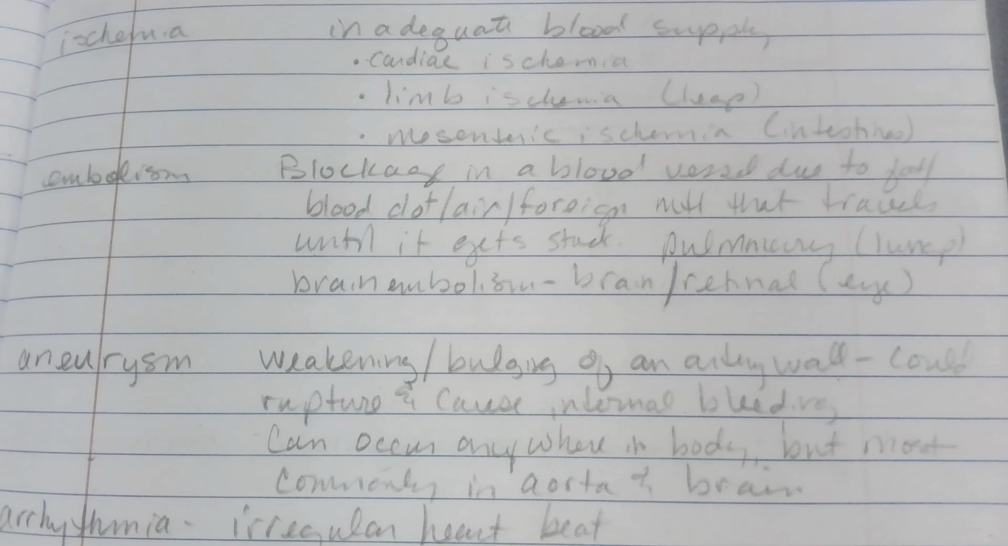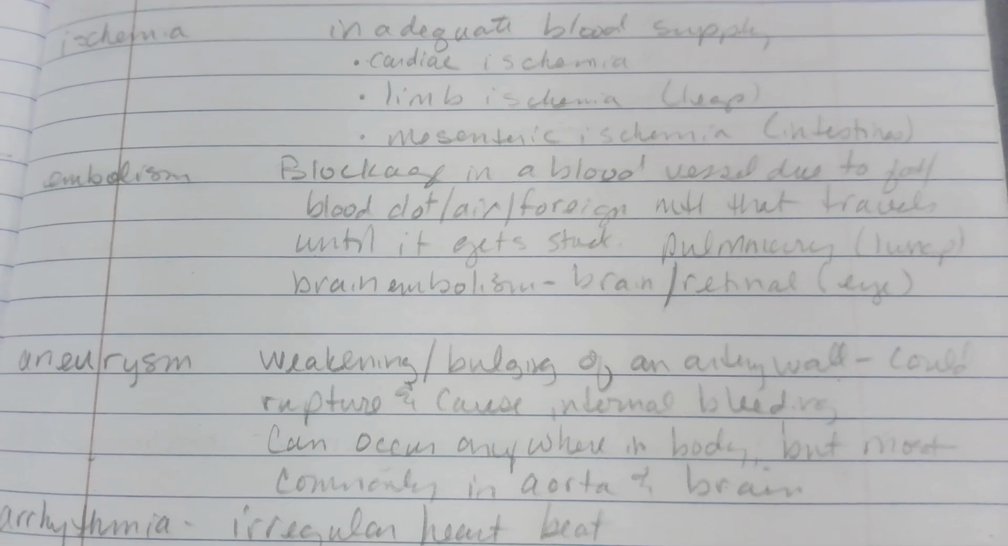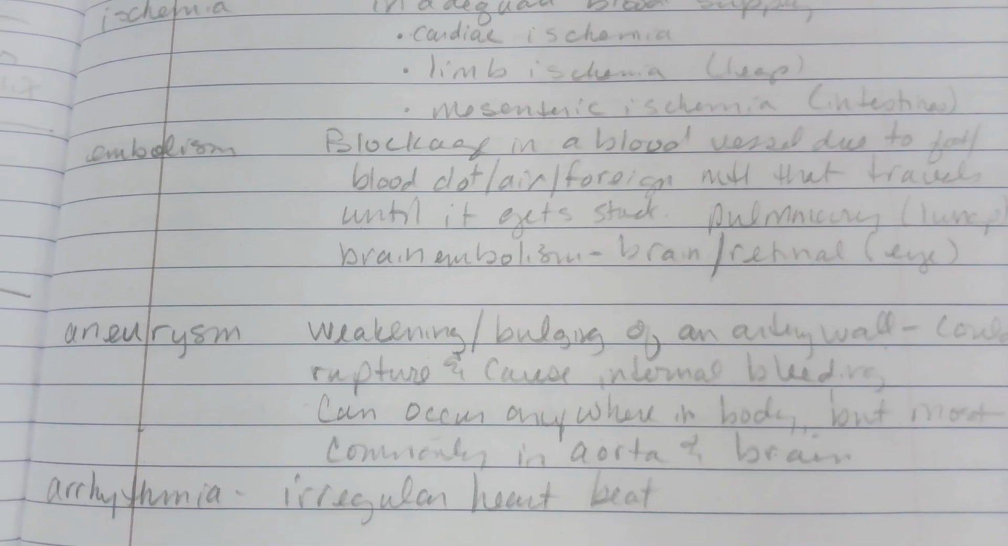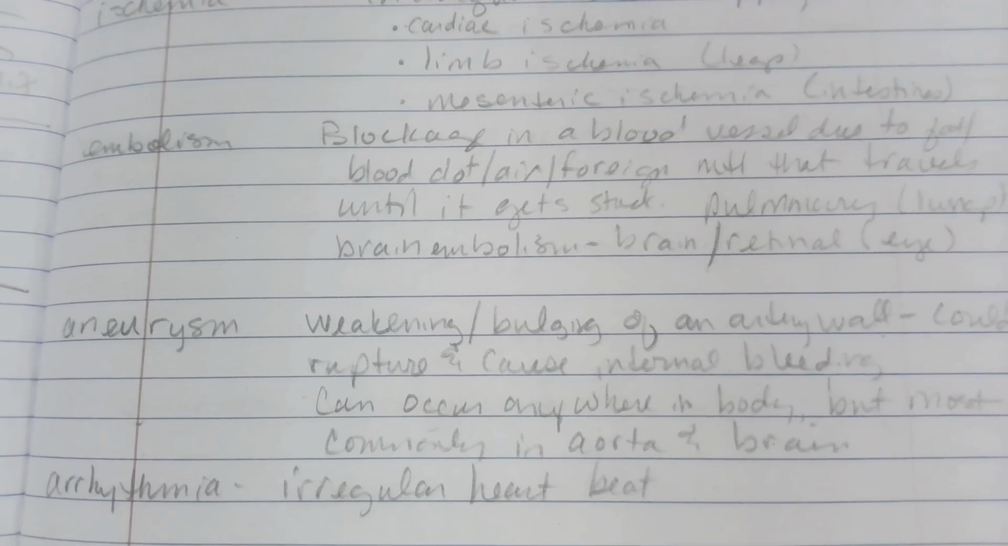So an aneurysm is a weakening / bulging of an artery wall. It could rupture and cause internal bleeding, can occur anywhere in the body, but most commonly it occurs in the aorta and the brain. And then finally, an arrhythmia is an irregular heartbeat.